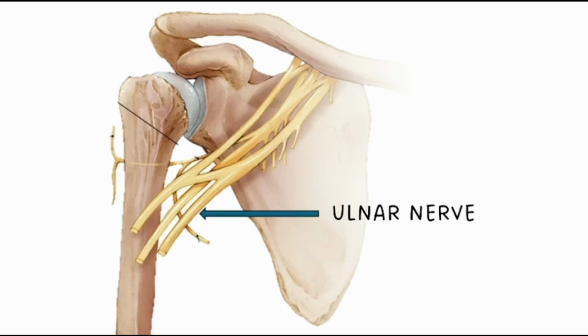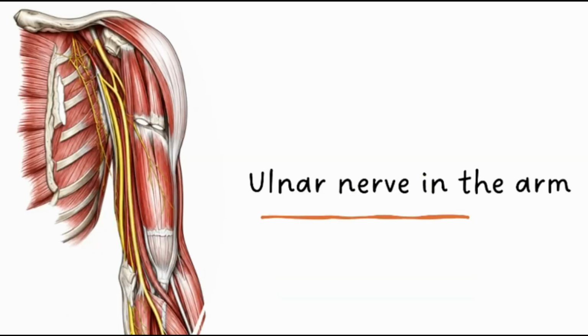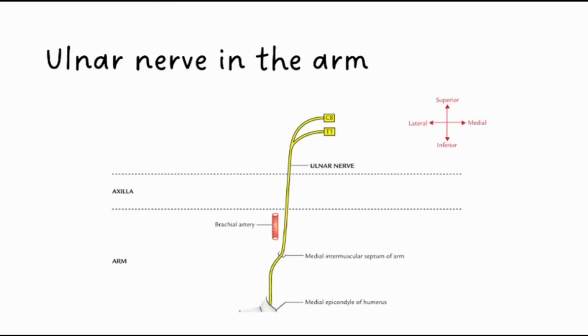Now let's look at the course of the ulnar nerve in the arm. It enters the arm as a part of the main neurovascular bundle and runs distally along the medial side of the brachial artery up to the mid-arm level, that is at the level of insertion of coracobrachialis. There it pierces the medial intramuscular septum of the arm, enters the posterior compartment of the arm and runs downwards to the back of the medial epicondyle of the humerus.